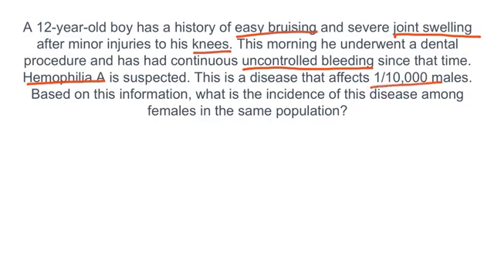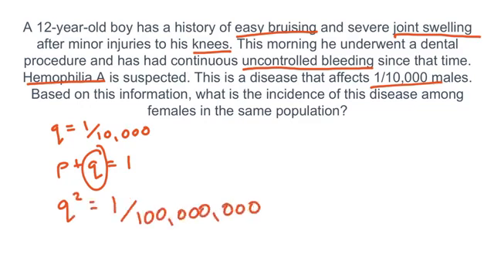Because this is an X-linked recessive disease and males only have one X chromosome, we can conclude that Q equals 1 over 10,000. So remember, in the equation P plus Q equals 1, that Q represents the frequency of males with the disease. Because the allele frequency is the same in males and females, we can conclude that Q is also 1 over 10,000 for females. However, because females have 2 X chromosomes, they must have 2 diseased alleles in order to be affected by the disease. In other words, the frequency of affected females is equal to Q squared. So Q squared equals 1 in 100 million, which is the incidence of this disease among females in this population.